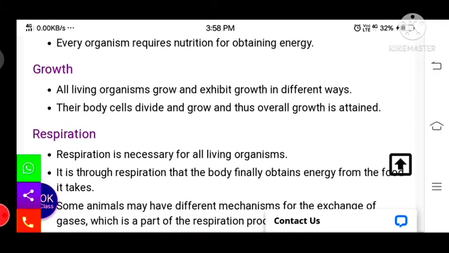Growth. All living organisms grow in different ways. Their body cells divide and grow, and thus overall growth is attained. It means that if the cells of the body of any organism divide and grow, then the overall growth of the whole organism will be attained.